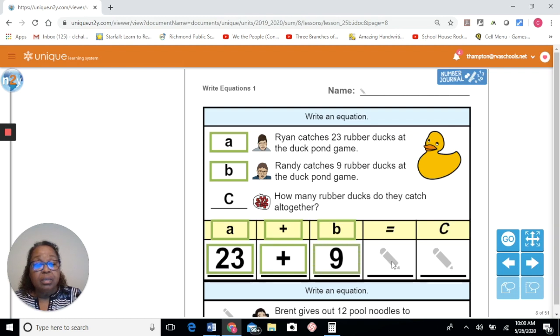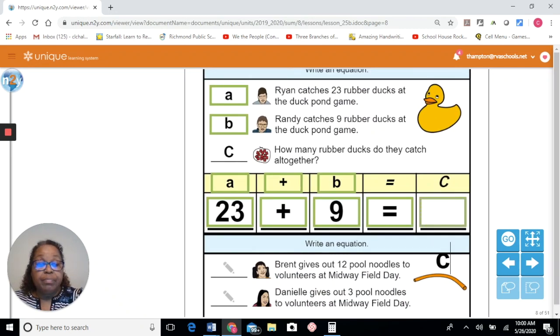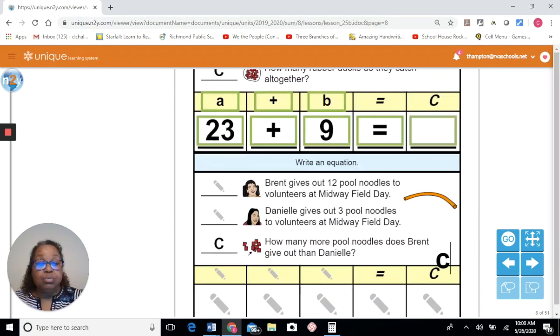Well, we don't know what C is right now. That's the question. How many will they catch all together? A plus B equals C. We have written our equation out, but we haven't solved for C yet, okay? A plus B equals C. And we will be solving to find out what is C.